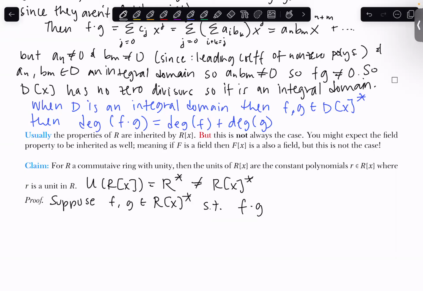But here we're assuming that our ring has unity, so I know our R[x] also has unity here. So I know that this has to be equal to the unity in R[x], or I can think this is the same as the unity in R. It's just my constant polynomial where the constant is equal to 1.